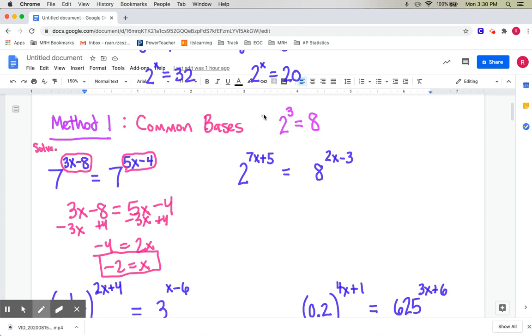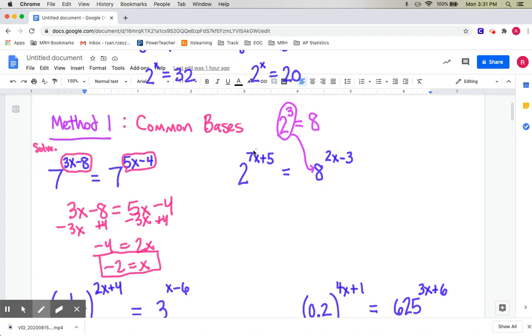And actually, what I'm going to do here is I am going to sub in a 2 to the third in place of the 8. Because 2 to the third and 8 are the same thing. I'm not messing with the equation. I'm just plugging in one thing that's equal to another.